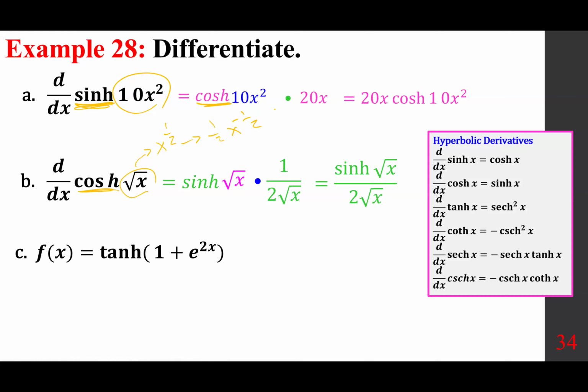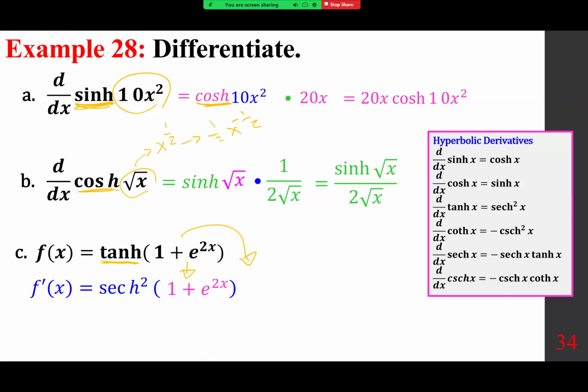f of x is hyperbolic tangent of 1 plus e to the power of 2x. So again, hyperbolic tangent, the answer is hyperbolic secant squared. Then you need the same argument. And by the chain rule, you need the derivative of this argument, which is e to the power of 2x times 2. And you just rewrite it.